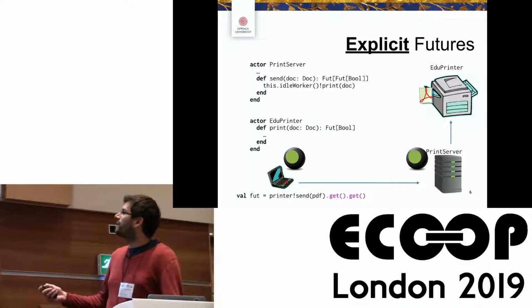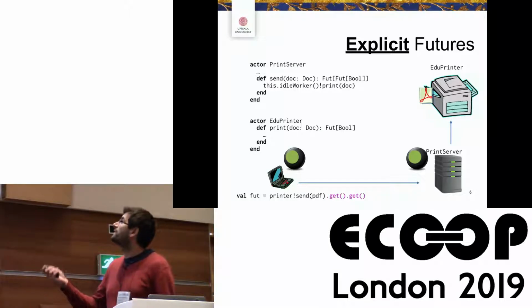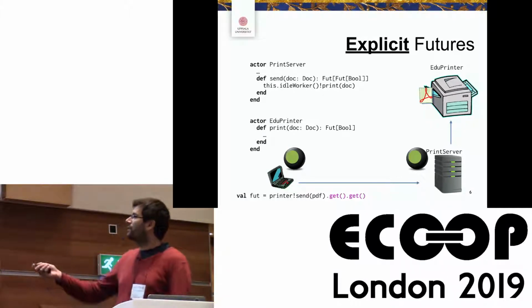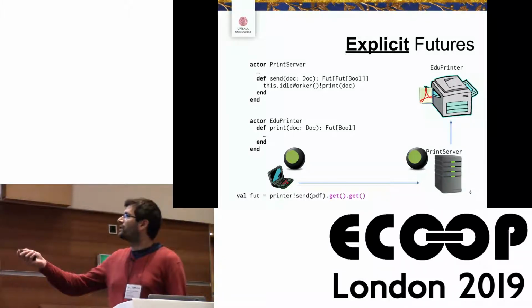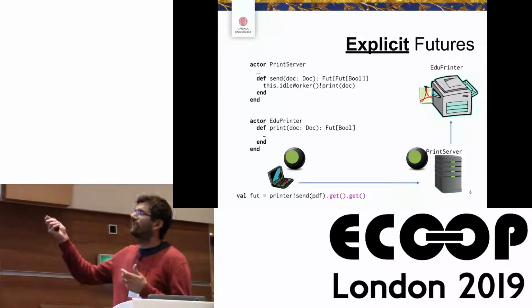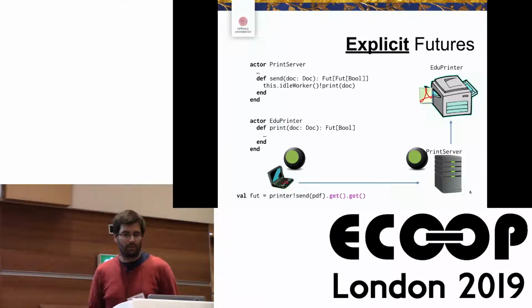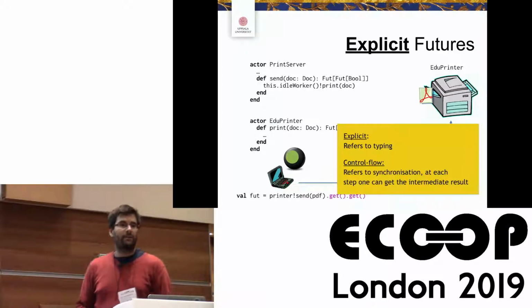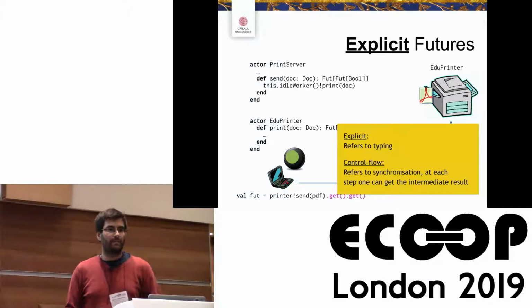So now, if the client wants to get access to the final result, it needs to go through two blocking operations. The first one says, I'm going to check the result of the future, and we know that the result of this future is actually this other future. Now you need to do another operation on the future so that you fetch the actual value, which was the result true. So explicit, in this case, refers to the typing, where the future type is available to the developer.